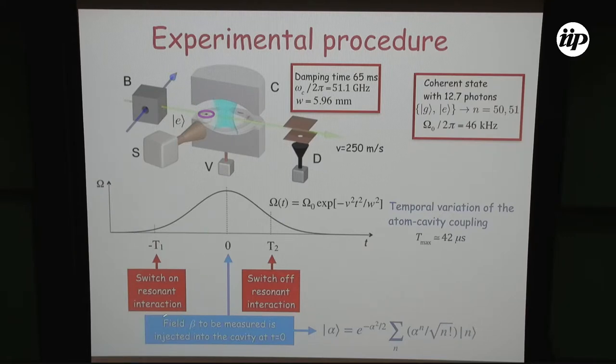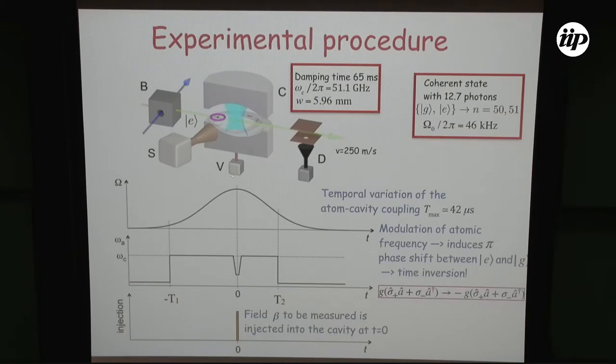The reason why you have a coherent state being injected is because microwave generators are like classical currents, and classical currents produce coherent states. The atom-cavity coupling has a maximum duration of 42 microseconds, while the lifetime of the atom, of the order of 30 milliseconds, is much larger than that. So you can actually neglect the decay of the atom, because these are big atoms. So we inject this coherent state into the cavity. That's the idea of the experiment. But there are also some other tricks, which are the following.